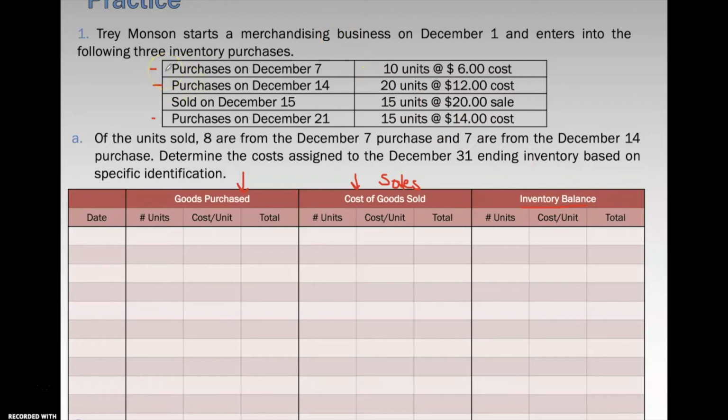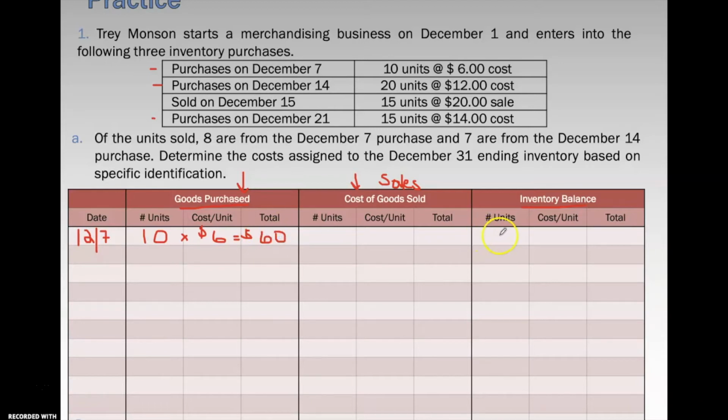We're just going to go in order here. The first thing we did was make a purchase on December 7th. So in the date, you put 12/7. We're going to use the first column because it's what we purchased. We purchased 10 units, so number of units, 10. How much did it cost? Put the dollar sign in. It costs $6 each. So what's my total? 10 times 6 would equal $60. And that's what we purchased on that date.